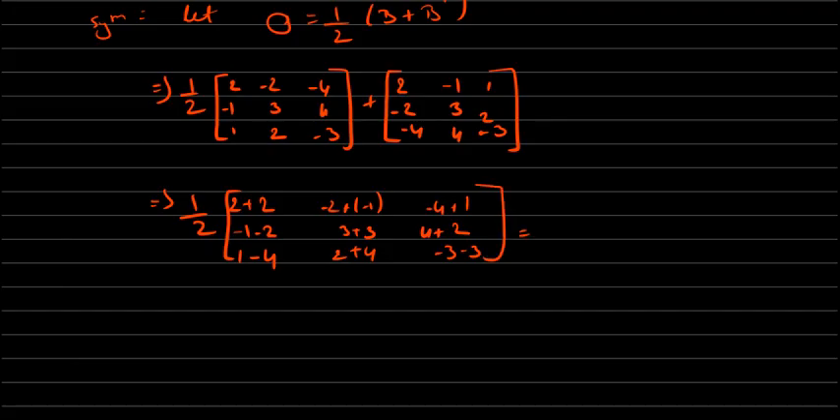Half of this. 2 plus 2 will be 4, minus 2 minus 1 will be minus 3, minus 4 plus 1 will be minus 3, minus 1 minus 2 will be minus 3, 3 plus 3 will be 6, 4 plus 2 will be 6, minus 3, 2 plus 4 will be 6, again minus 3 minus 3 will be minus 6. Okay, we will divide this by 2.